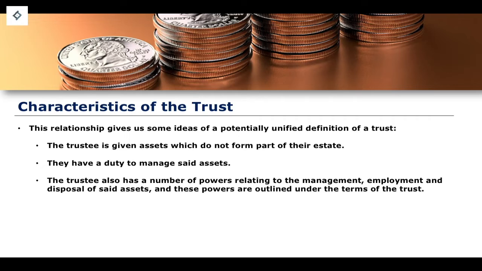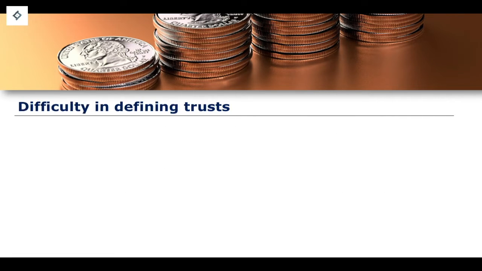The trustee also has a number of powers relating to the management, the employment, and the disposal of said assets. These powers are often outlined under the terms of a trust. So when we talk about a trust being created, it is often created by deed, by contract, by some kind of oral agreement, and there will often be a number of different terms within the trust instrument to essentially outline what powers and authority the particular trustee has over the property that is being held on trust.